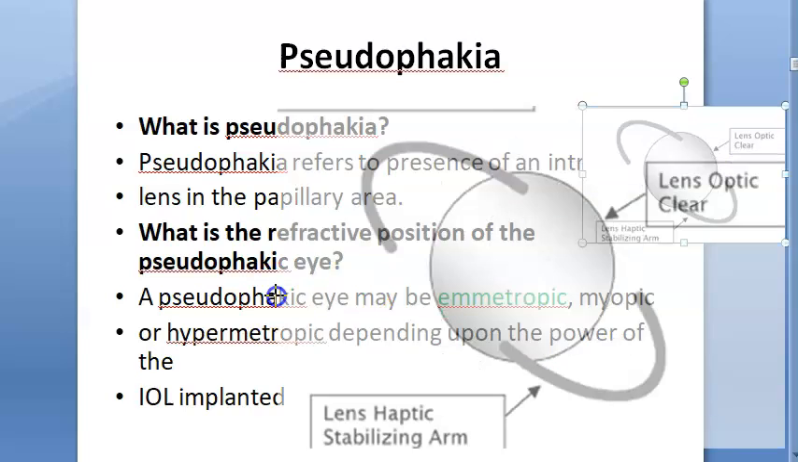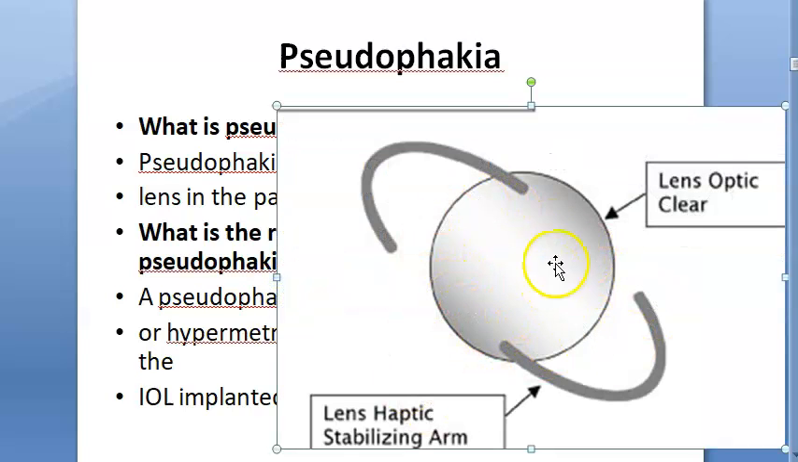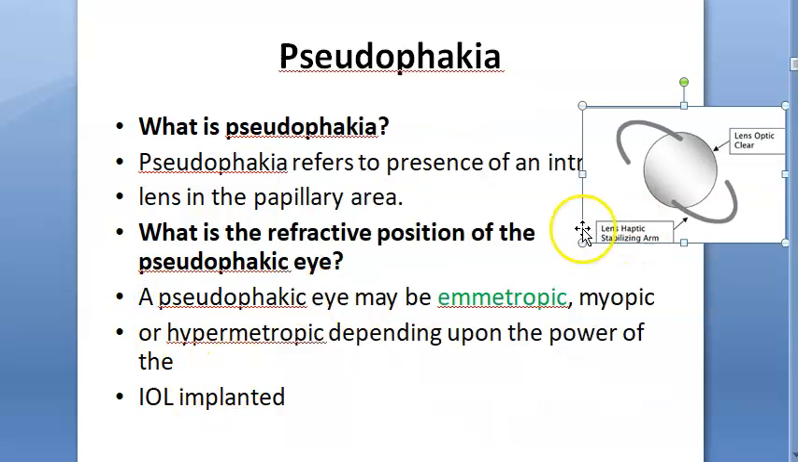Look at this. This is an intraocular lens. Look at the parts. The center part, the clear lens part, is called the optic, and these arms are called the haptics. So these are haptics and this is the optic. There's one optic here and two haptics.